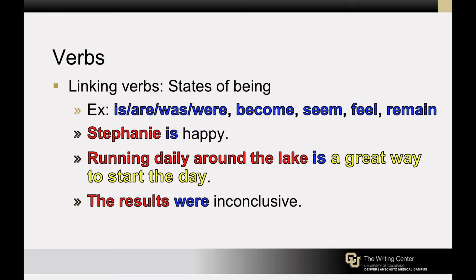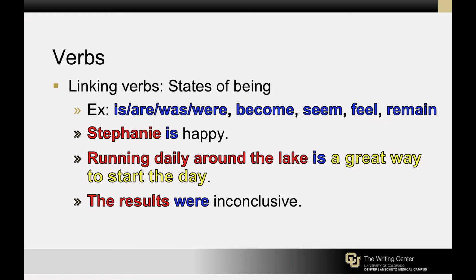Linking verbs, on the other hand, are those little verbs that we often overlook. The be verbs, is, are, was, were. Other common linking verbs are become, seem, feel, or remain. Notice how all of these aren't very action-packed. Someone becoming or seeming isn't as active as running or jumping. Instead, linking verbs connect the subject to additional information about the subject. In other words, they describe a state of being.